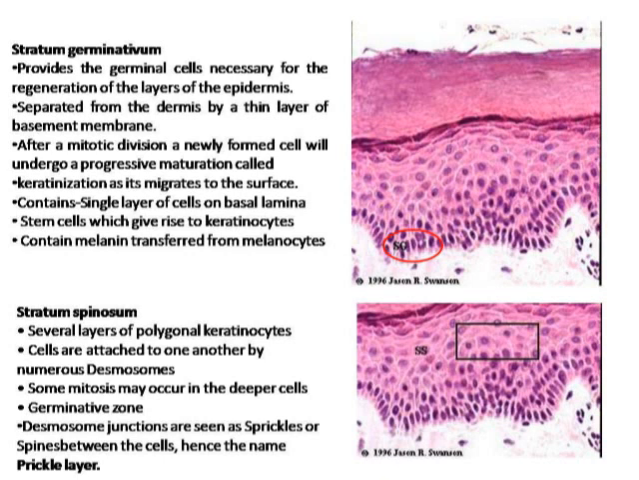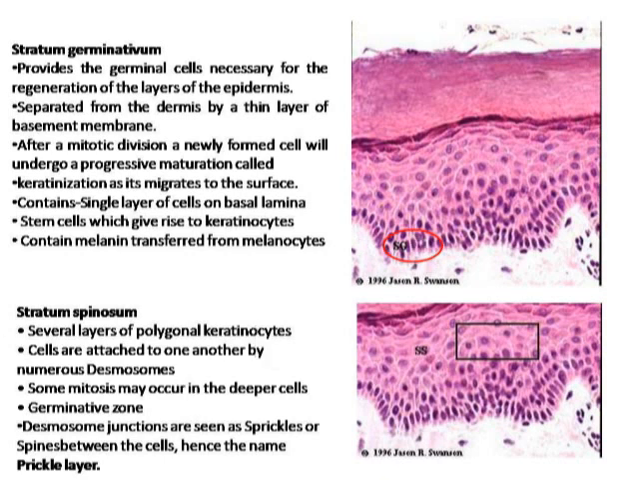Also found interspersed within this layer are Merkel cells, which are associated with sensory nerve endings. The basal cells or stem cells are anchored to a basement membrane by hemidesmosomes and to adjacent basal cells and keratinocytes by desmosomes. This part is the stratum basale or stratum germinativum.